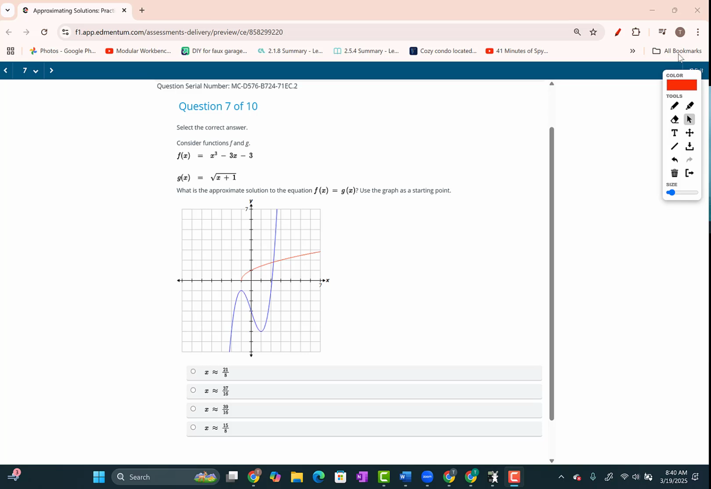Consider functions f and g. So you see the two functions. The question is, what is the approximate solution to the equation f of x equals g of x? Use the graph as a starting point.